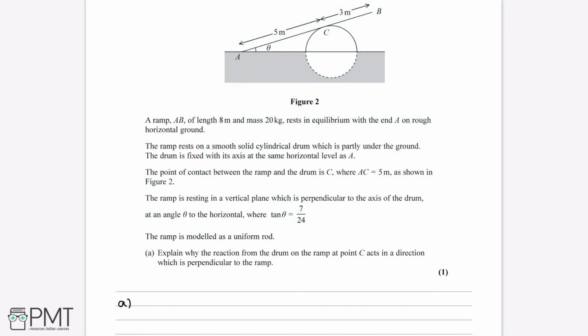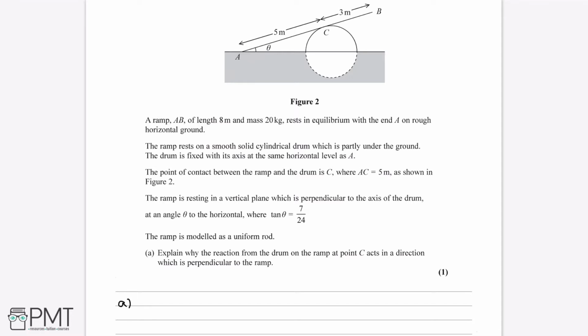A ramp AB of length 8 metres and mass 20 kilograms rests in equilibrium with the end A on rough horizontal ground. The ramp rests on a smooth, solid cylindrical drum which is partly under the ground. The drum is fixed with its axis at the same horizontal level as A. The point of contact between the ramp and the drum is C, where AC is equal to 5 metres, as shown in Figure 2. The ramp is resting in a vertical plane which is perpendicular to the axis of the drum, at an angle theta to the horizontal, where tan of theta is equal to 7/24. The ramp is modelled as a uniform rod.